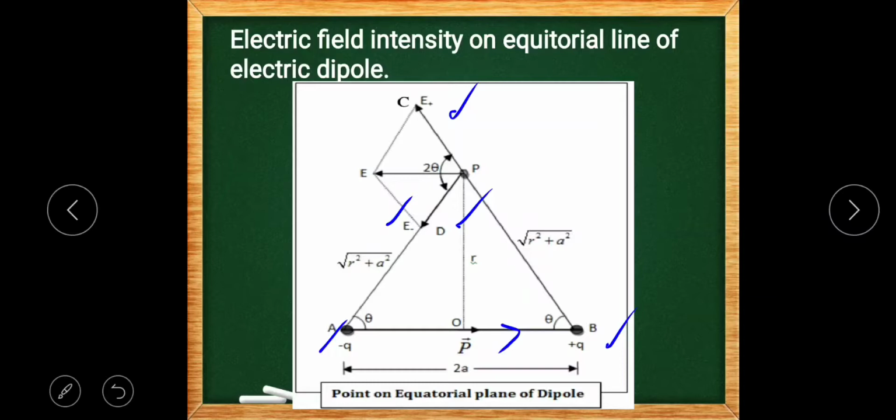So you have to consider the resultant. For that you have to apply the parallelogram law of vector addition. Then you will get the resultant of these two vectors, represented by PE. So this is the diagonal of this parallelogram PCED.